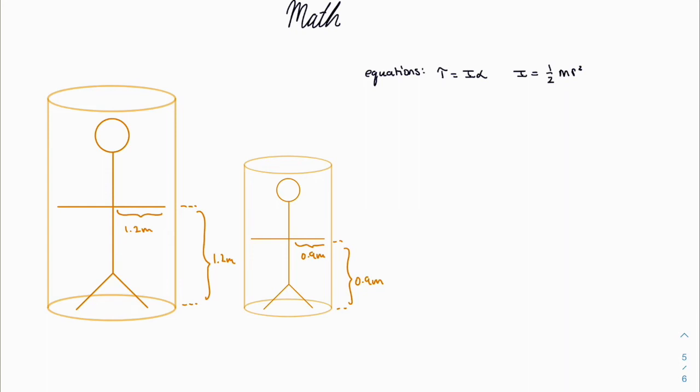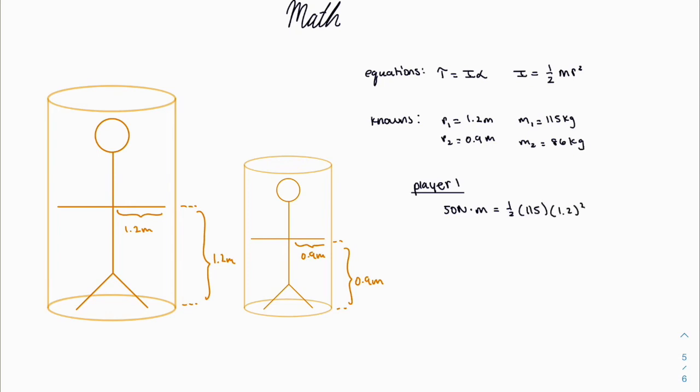Let's just say that both players can produce a torque of 50 Newton meters. We will use the length of one arm to be the radius in meters and convert their weight into kilograms, as shown in the following drawing. Plugging all those values into the equation, T equals I alpha, we get that player 1 has an angular acceleration of 0.6 meters per second squared, while player 2 is 1.4 meters per second squared. A huge difference in angular acceleration.